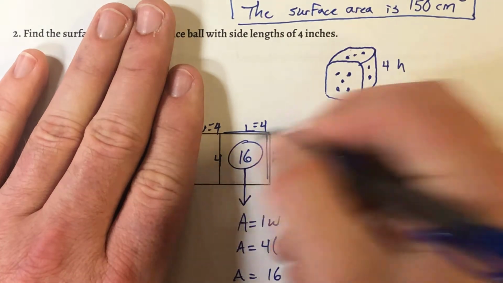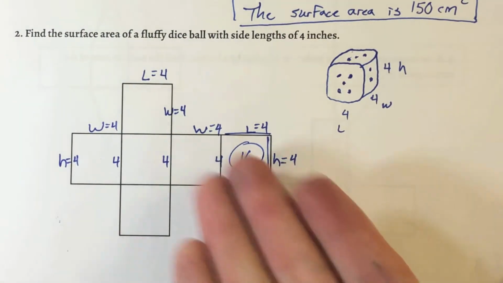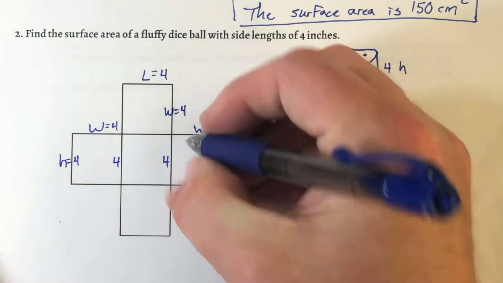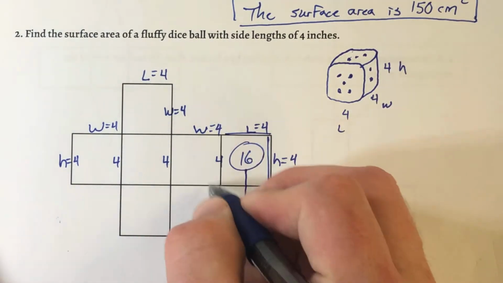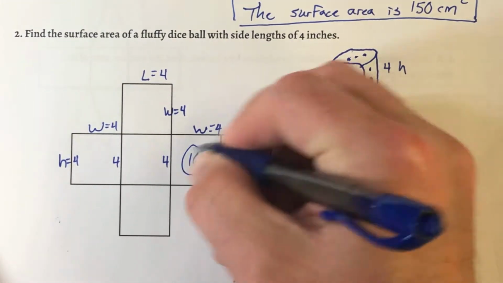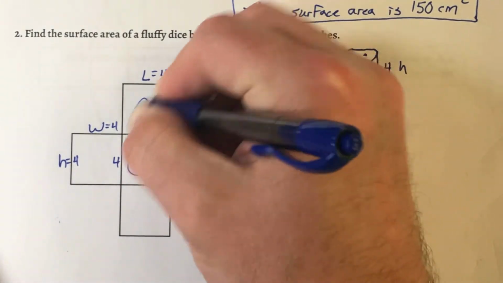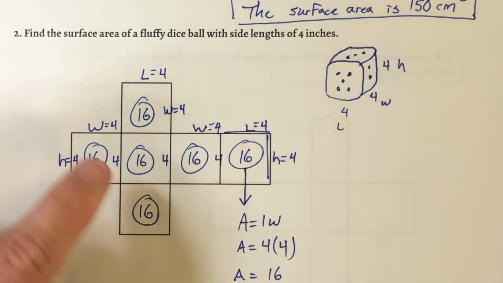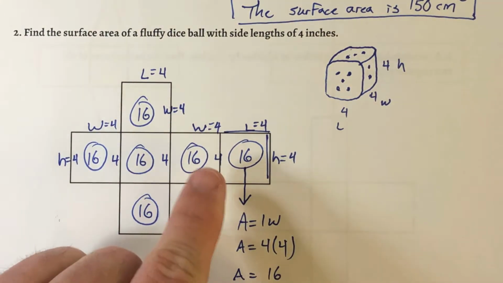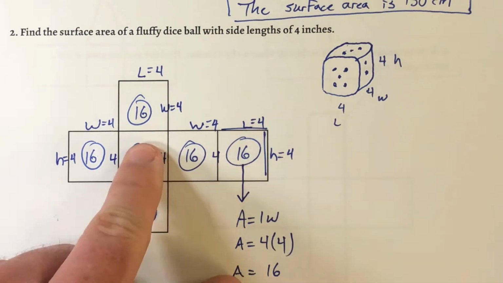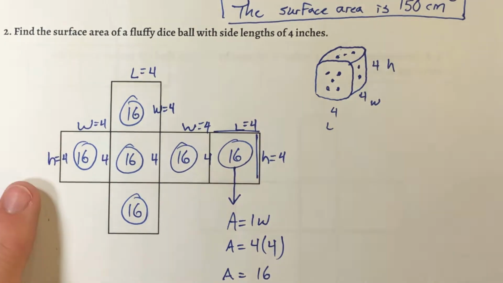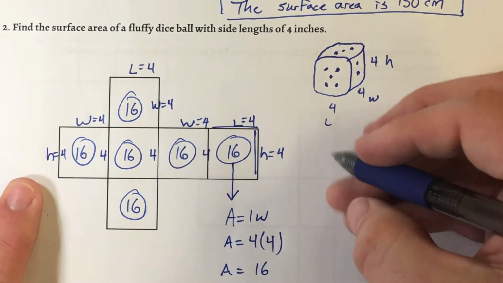Now, a great thing about nets is you can technically write the answers inside each of them and then add them up. So it's a great visual in helping you. So these are all the same, 4 by 4. So that's going to be 16, that's going to be 16, that's going to be 16, that's going to be 16, and that's going to be 16. So this is a good way to keep track that we have found the area of each and every surface. And then you can simply add them together.